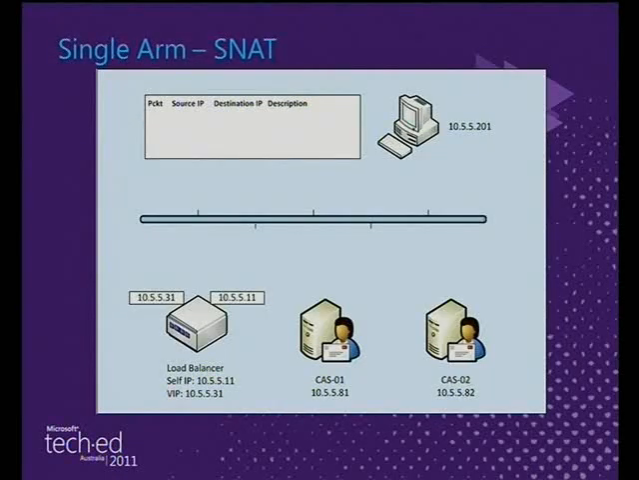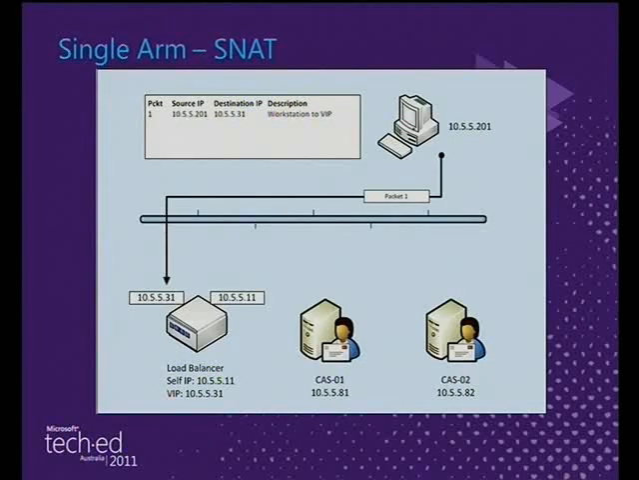SNAT, as we'll talk about later, turns out to be the recommended one in most scenarios, and is the simplest version of this. So here we take a single-armed load balancer. We can see that it has a management or self-IP right on the 10.5 network. It also has a virtual IP, or VIP, on the 10.5 network as well.